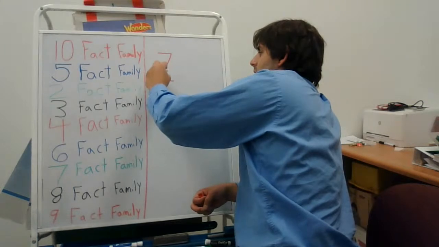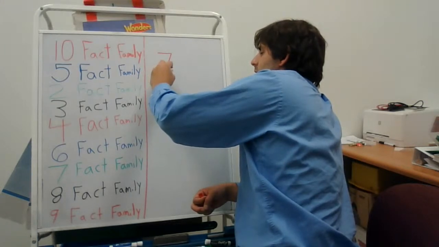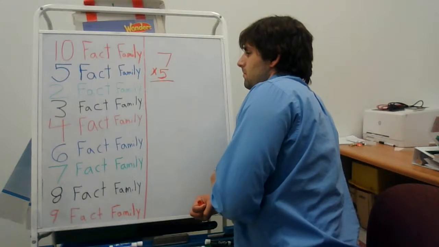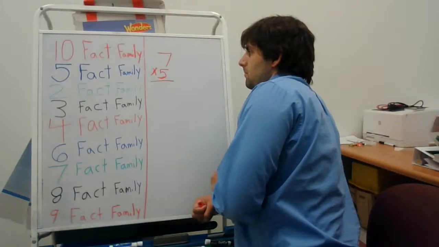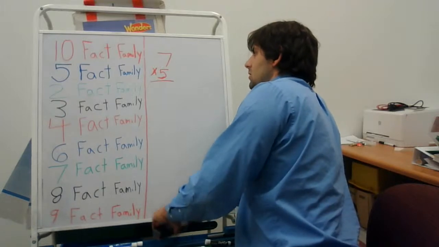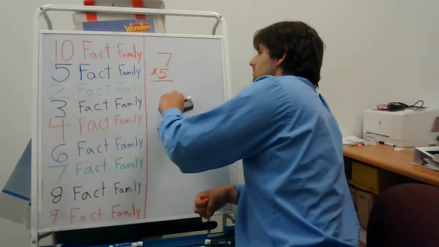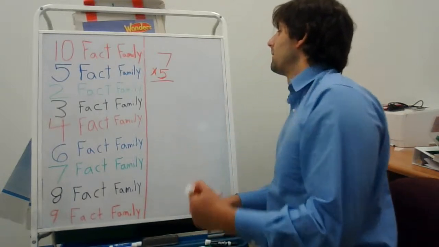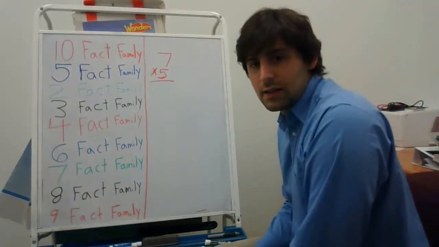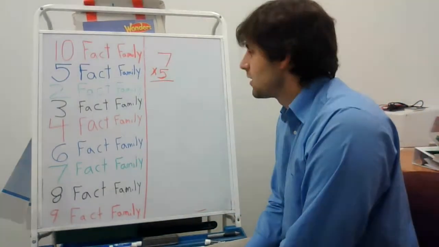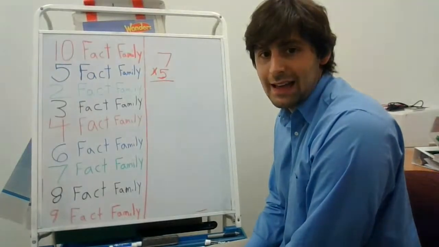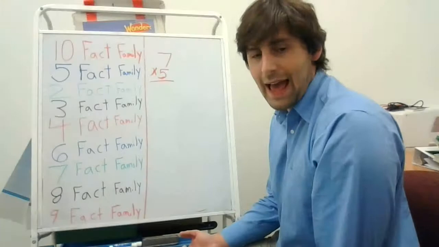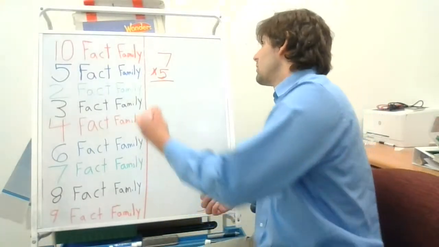7 times 5. Now here's another strategy. You're not at the point where you can do the skip counting in your head yet, but you can add a little bit in your head. And well, I'll just show you another strategy you can use.